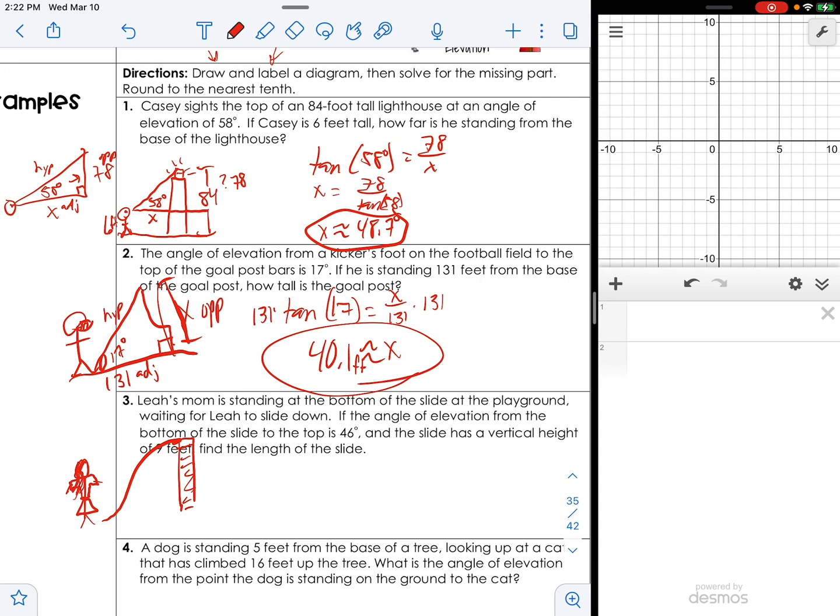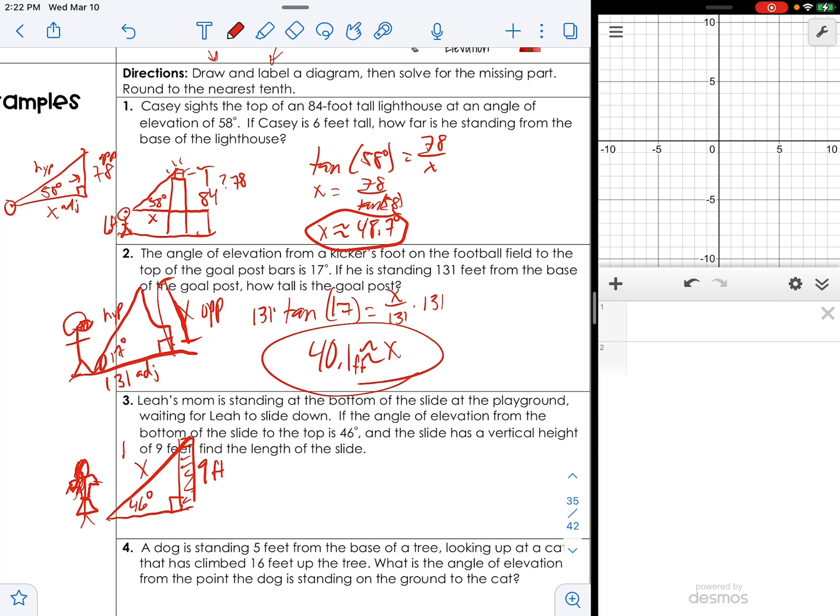If the angle of elevation from the bottom of the slide to the top is 46 degrees, okay, so we're going to go from here to there, 46 degrees, and the slide has a vertical height of 9 feet, 9 feet this way because it's vertical. Find the length of the slide. I drew my slide badly. Let's do that. So there's my slide. It's just a straight angle. It's not one of those fun loopy ones.